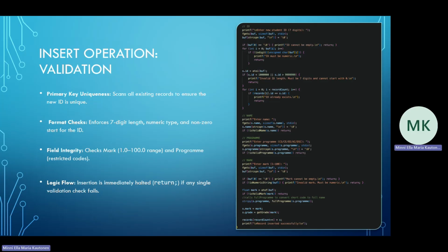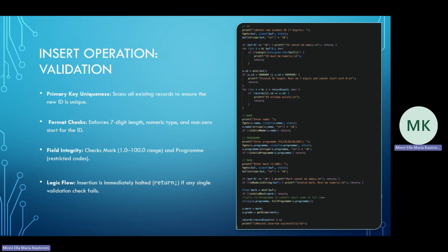Thanks, Evan. I'll go over the validation used in the 3 critical data management functions, starting with the insert operation. It is important because the program stops immediately if any check fails, so the order of our checks matters. First, we validate the ID. It must be numeric, exactly 7 digits long, and unique, which we confirm by scanning all existing records.